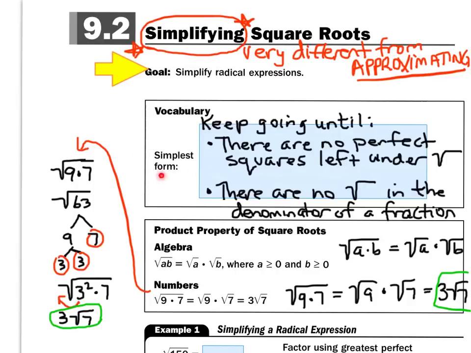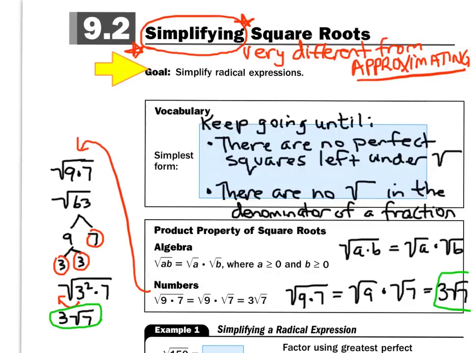To know that we have something in simplest form, you have to keep going until there are no perfect squares left under a radical. You have to move them all out, and I'll explain that. And you have no radical signs in the denominator of a fraction. Okay, and we're going to cover both in this movie. All right, so take a look here.